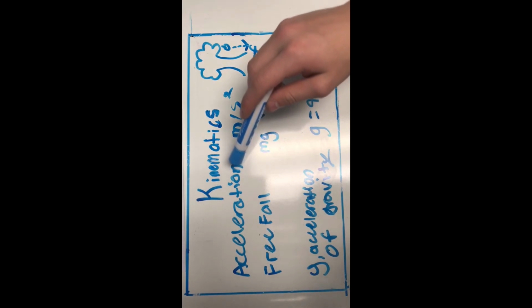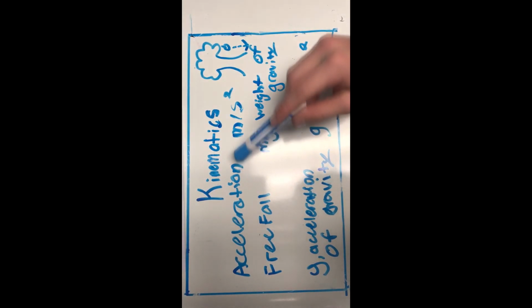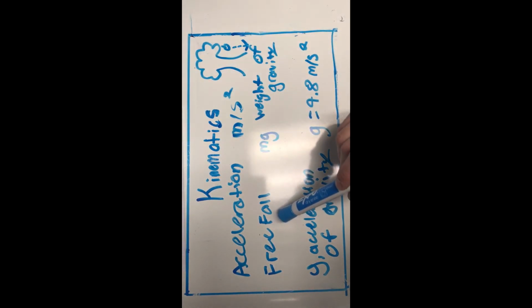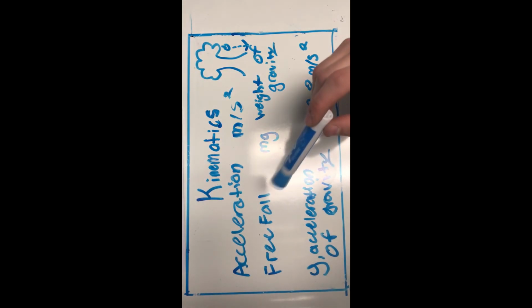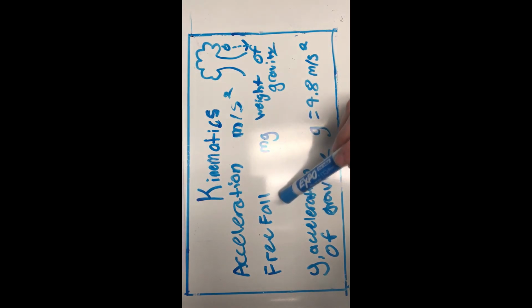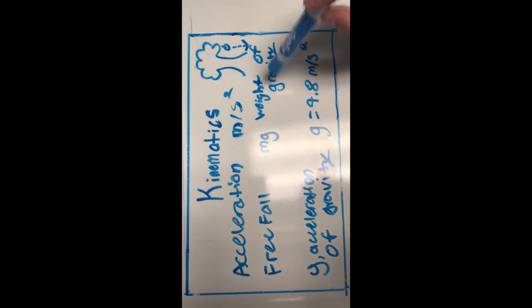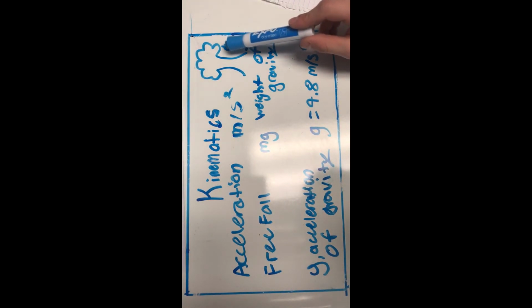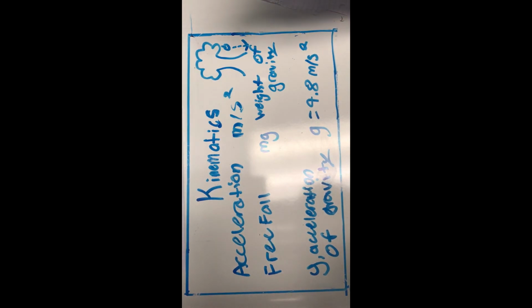Acceleration is the rate of change of velocity, and the unit is meters per second squared. Free fall is when gravity is the only acting force on an object, excluding air resistance. And then the force is mg, which is the weight of gravity, mass times the acceleration of gravity. An example of an object in free fall would be an apple falling from a tree. In physics, the apple would have no air resistance and fall at 9.8 meters per second squared, which is the acceleration of gravity.